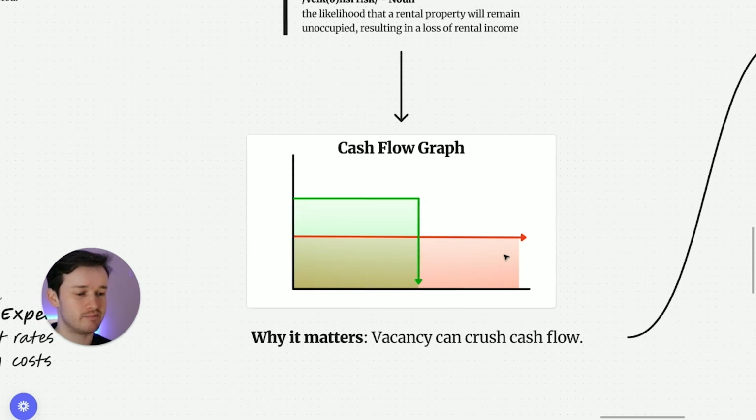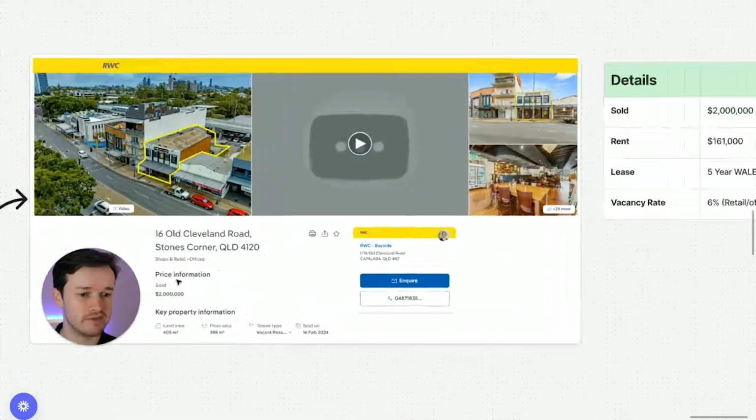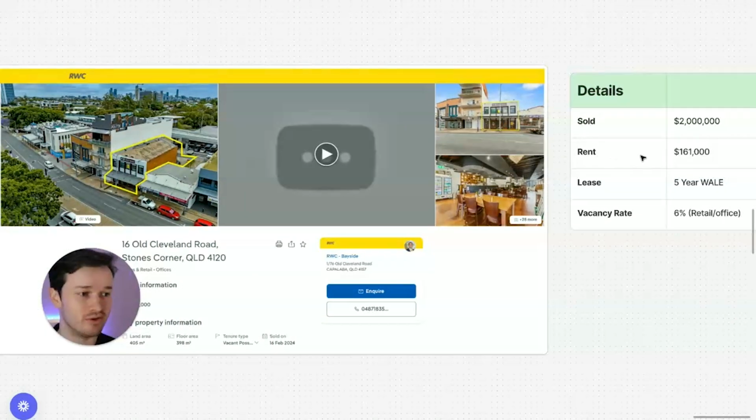So how do we actually turn this risk into clarity? Let's go through a scenario. I found this property in Brisbane, sold for $2 million. It's got a rent of $161,000 a year, and it's leased. It's got two tenancies: the bottom floor is a restaurant and the top floor is an office space. The average lease is 5 years, and the vacancy rate of the area for retail and office is 6%. We're going to use these numbers to actually define the vacancy risk for the property.